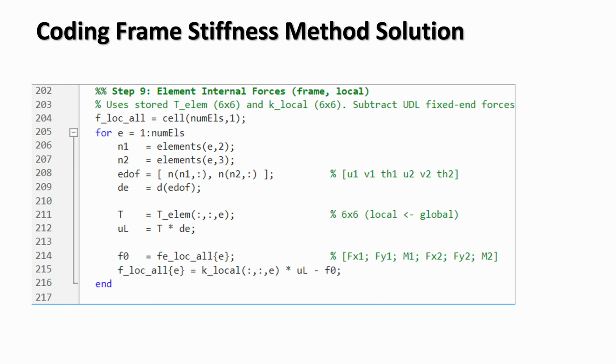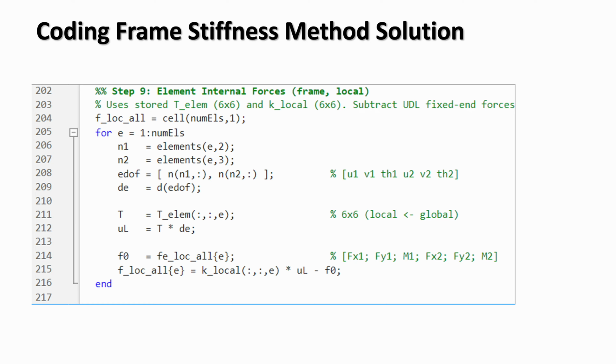the slide. In this step, we calculate the internal forces in each frame element expressed in the local coordinate system. For every element, the program first gathers the nodal displacements from the global displacement vector and converts them into local displacements using the stored transformation matrix TLM. Multiplying these by the local stiffness matrix K local, gives the element end forces that would arise if the member was loaded only through its nodal displacements.